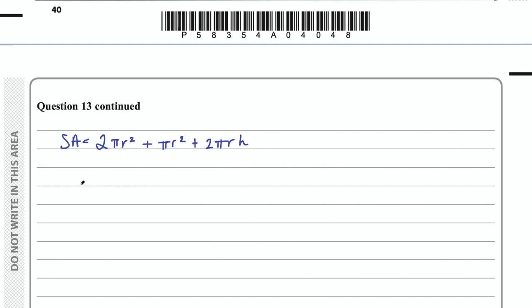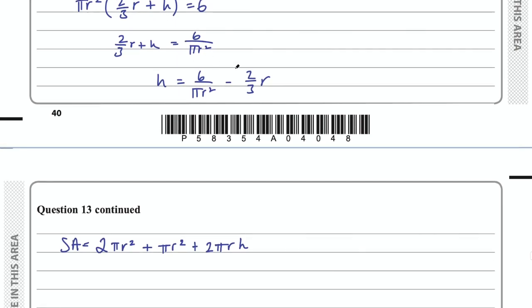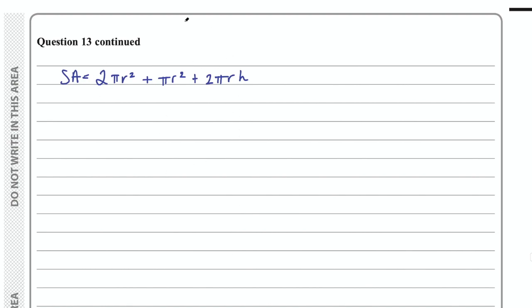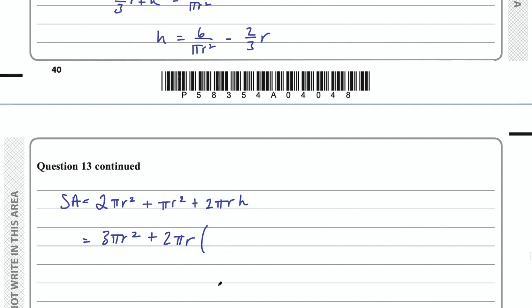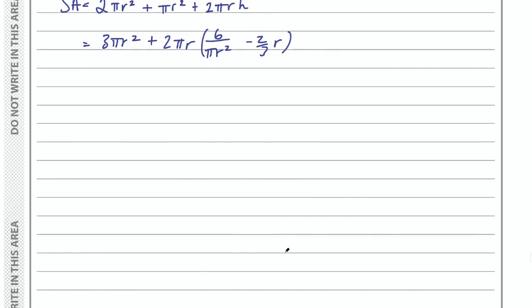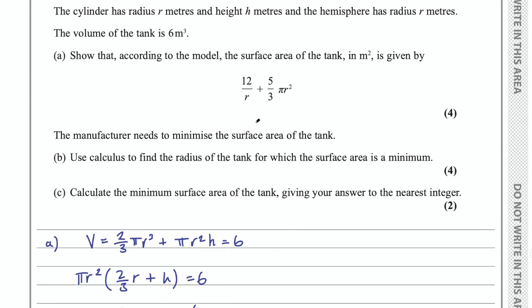Okay, so that's the surface area, and then, as I said, we want to plug in this expression for h here to eliminate that h, so then we can have this just in terms of r. So we'll have 2 pi r squared plus pi r squared. Actually, I could just write that as 3 pi r squared. That would simplify it a little bit. Plus 2 pi r times all of this, 6 on pi r squared take 2 on 3 r. And now I just need to try to simplify this down to the expression in the question.